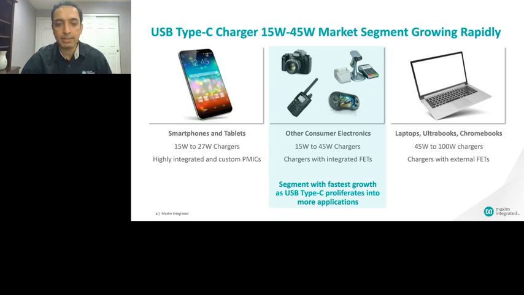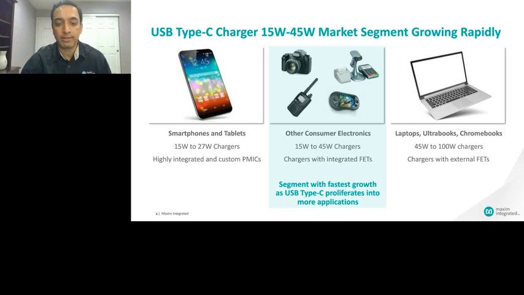But as the Type-C standard became more popular, we started seeing a lot of proliferation in many different applications that are shown here in the middle. From DSLR cameras to point-of-sale devices, radios, gaming devices, everything these days seems to have USB Type-C. Now, what's unique about this segment is that it's small enough that it may need a smaller, highly integrated charger that minimizes the solution size.